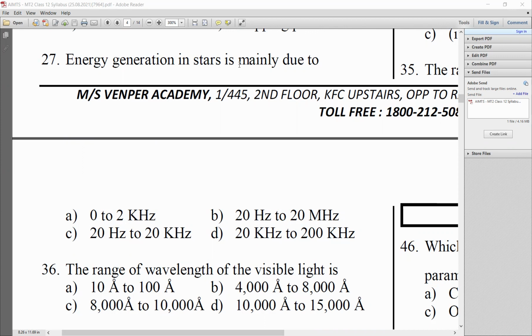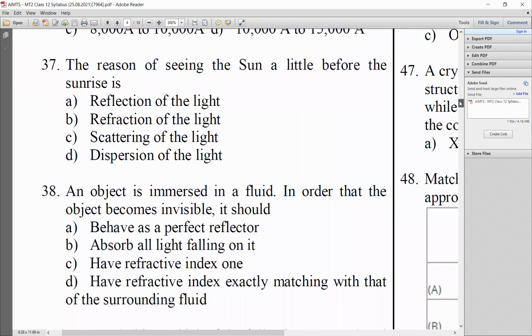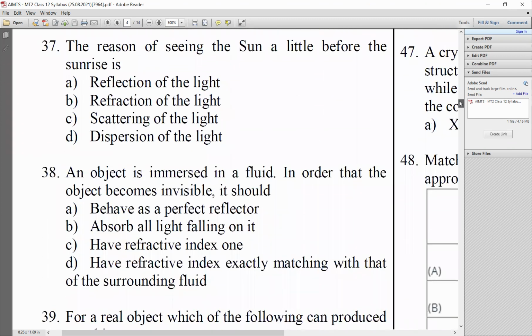Now, coming to question number 37. The reason for seeing the sun a little before the sunrise is due to reflection of light? No. Refraction, which is bending. Scattering of light, dispersion of light? Or the answer will be refraction of light. Light bends, right? Light bends.